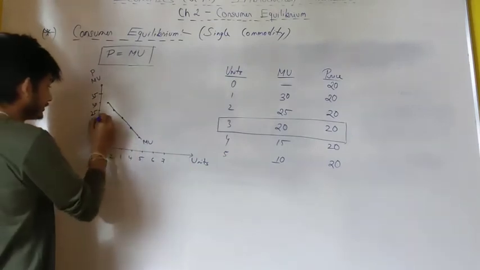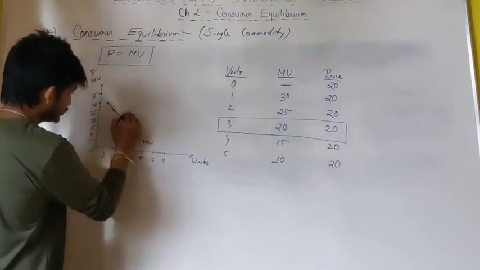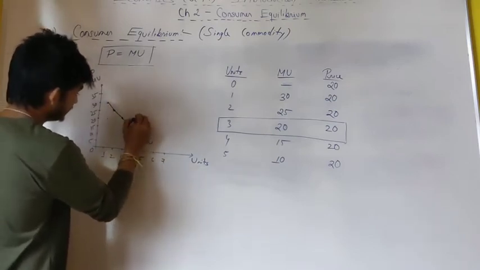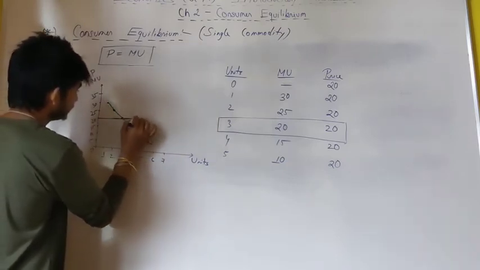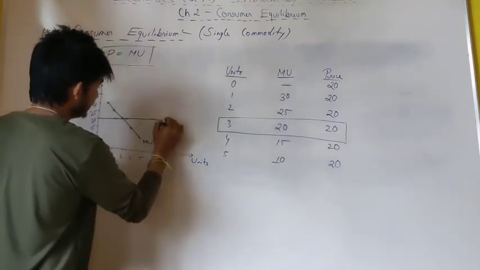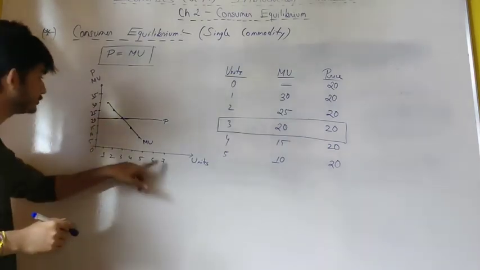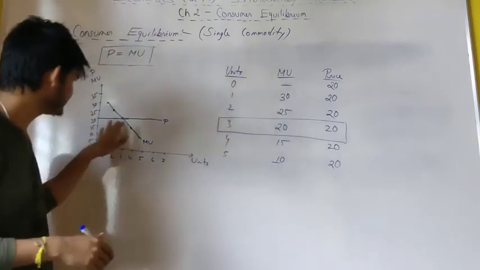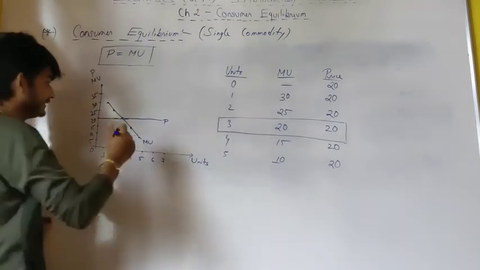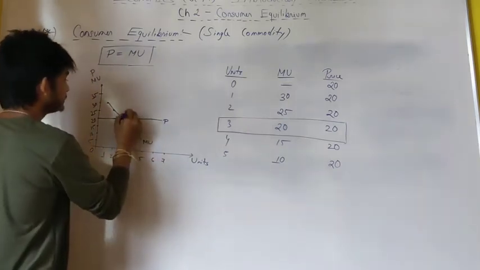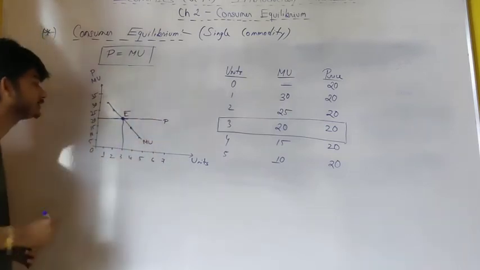For 0 it is 20, for 1 it is again 20, for 2 it is also 20, for 3 it is 20, for 4 it is also 20, for 5, 20. So this price line is a straight line. This is P. The price is a straight line because for each unit consumed the price is the same. Hence the price curve we are getting is a straight line. And these two curves are equal at point E when the consumer is consuming 3 units of the commodity.